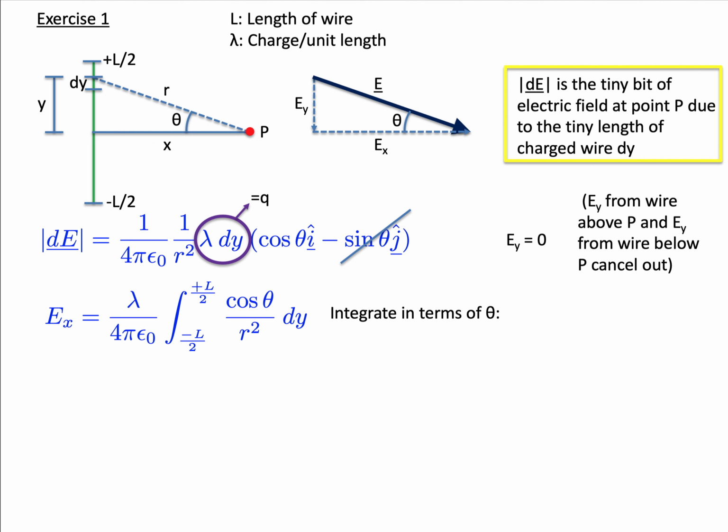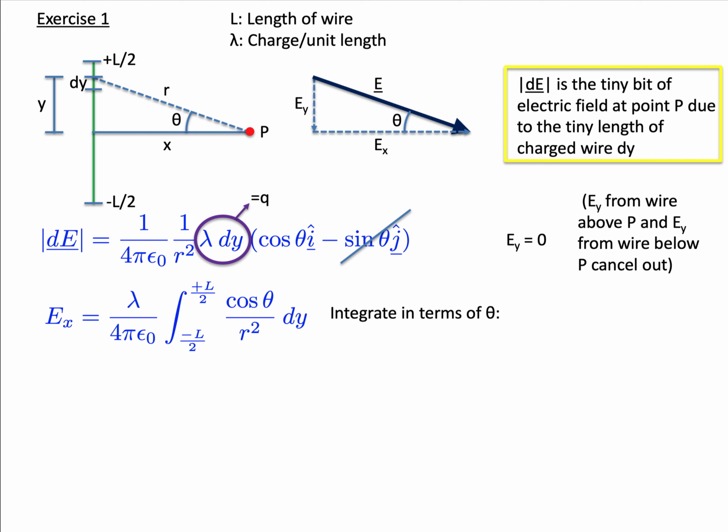So now we have the integral we want to calculate, but the problem is that it integrates over y, but the things in the integral are not written in terms of y. So we could rewrite the cos theta and r squared in terms of y, but in this case it turns out that it's easier to write everything in terms of theta. So let's work out all the parts in terms of theta.